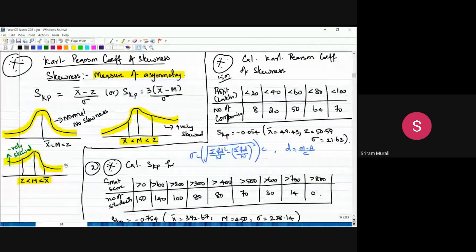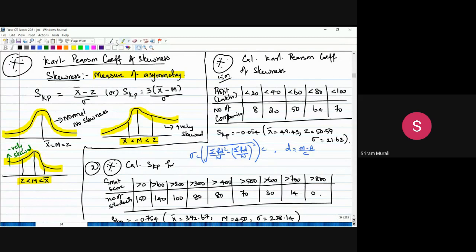So if it is in the exact bell shape, mean, median, mode are equal, we say it is normal, no skewness. If it is positively skewed, it means on the right hand side you will have the skewness, and on the left hand side there would not be any problem, it is in the bell shape. If the right hand side is a bell shape and the left hand side is not, it is negatively skewed. For negatively skewed, x bar is less than M is less than Z. For positively skewed it is Z less than M less than x bar.